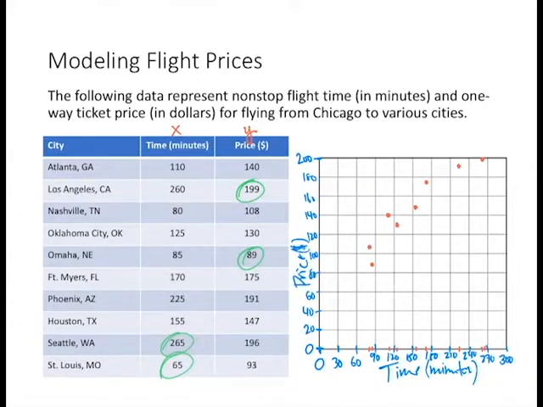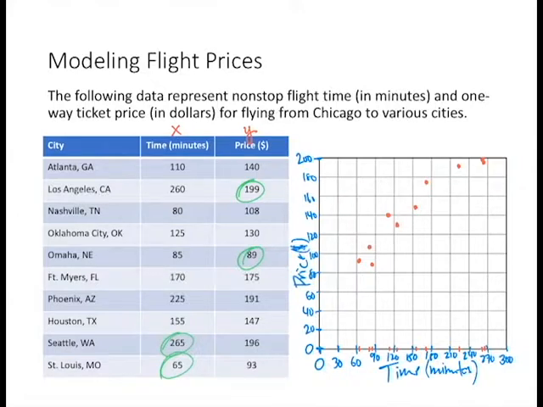265, 196. 265 is very close to 270. 196 is again going to be almost all the way at the top, so it's going to be right around there. And then finally 65, 93. 65 is very close to 60, and then 93 is a little bit above halfway between 80 and 100. So there are our data points.